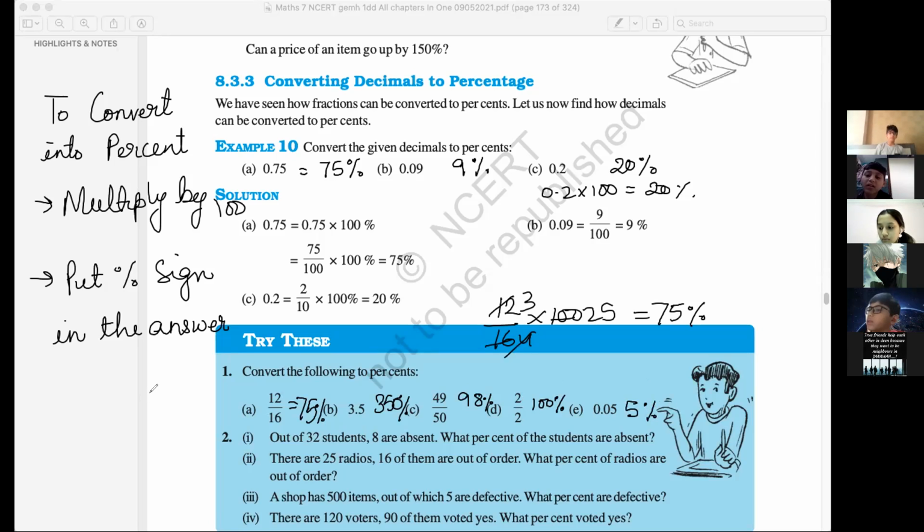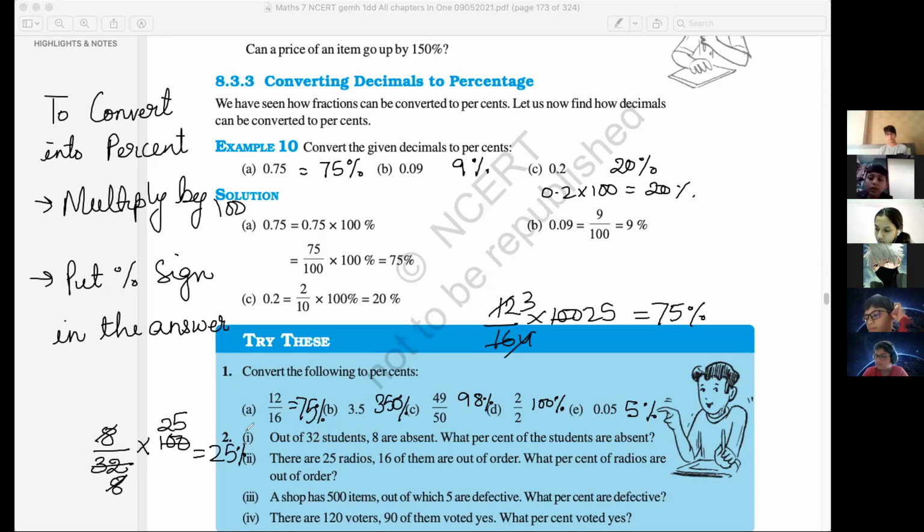Okay, tell me, out of 32 students, 8 are absent. What percent of students are absent? 25%. How will you find? 8 by 32 into 100. You have to do it like this. 8 cancel, so the answer is 25%. Out of 32 students, 8 are absent, so what percent are absent? 25%.